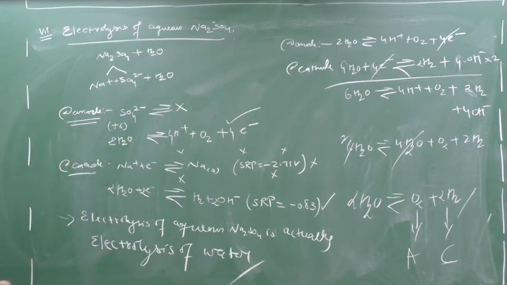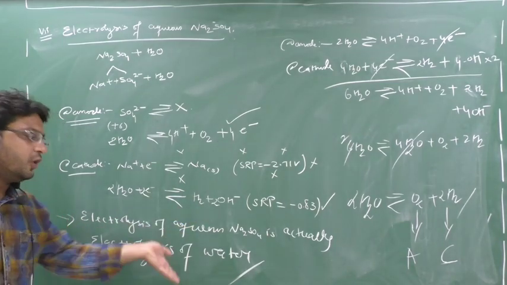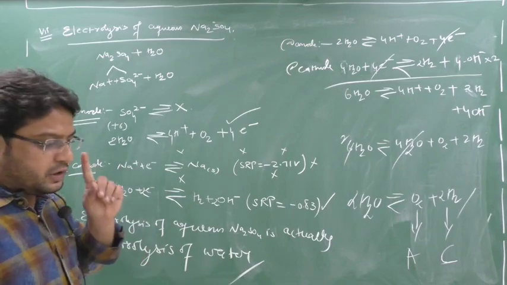So finally, in conclusion, I can tell that electrolysis of aqueous Na2SO4 is actually electrolysis of what? Water only. Na2SO4 does not play any kind of role. Clear? So remember this point.